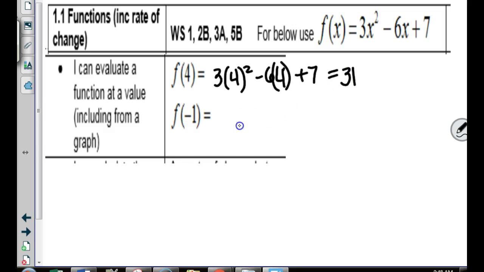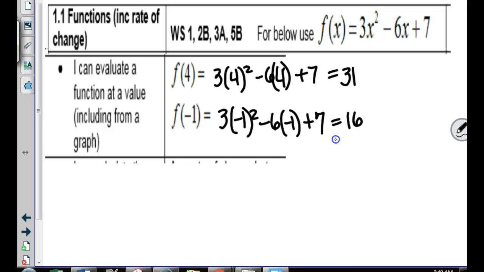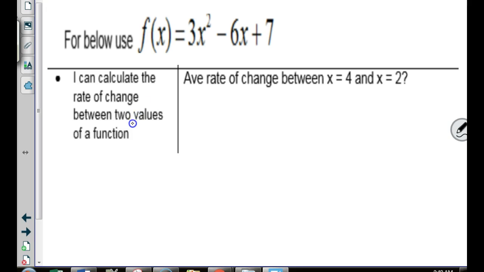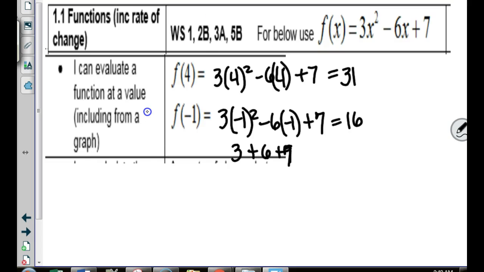How did I do? If I put a -1 in, you've got to use your parentheses. It's 16. Isn't this just 3 plus 6 plus 9? Or 7. That's a 7. Is it 16? Did someone get 16? Yeah. All right. What about here? Is that all I gave you on that question?